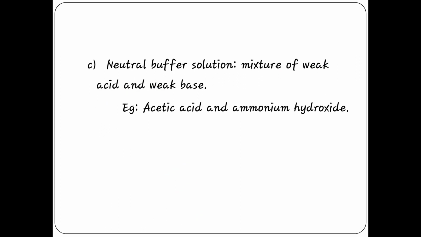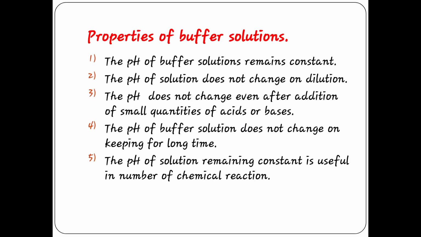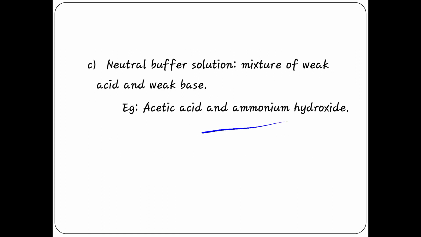Next, neutral buffer solution. It's a mixture of a weak acid and a weak base. That's known as neutral buffer solution. Examples: acetic acid and ammonium hydroxide. Acetic acid is a weak acid. Ammonium hydroxide is a weak base.